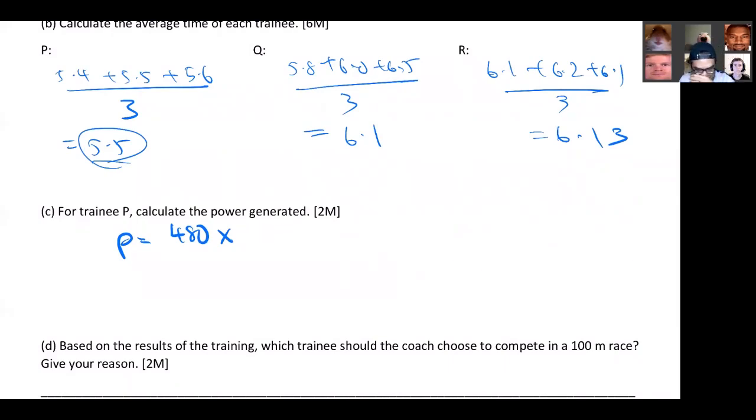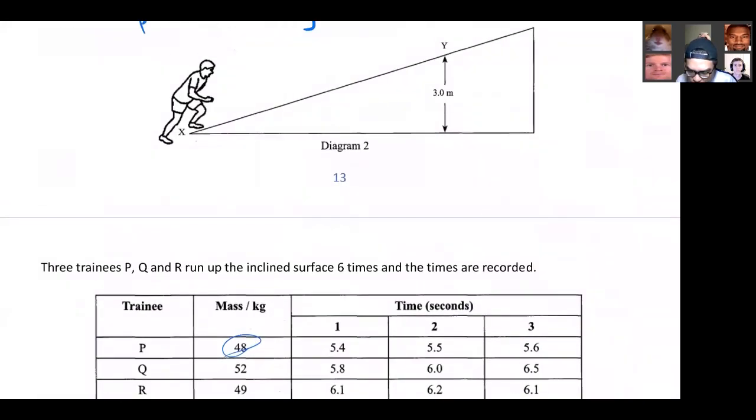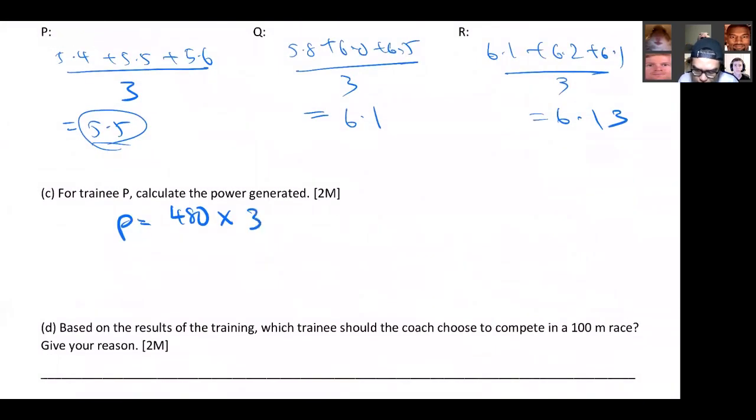Sorry, my mistake. Okay, calculate the distance. How long are they traveling? 3 meter. Time is 5.5. Okay, so my answer here is 244 watt. Okay, so based on the training, let's calculate for all three of them if you want.